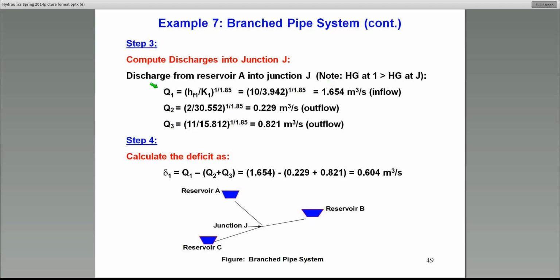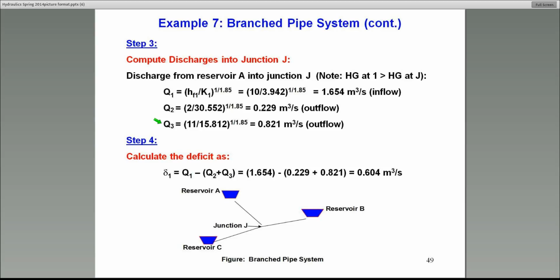For example, the flow in pipe 1 is the head loss of 10 meters divided by the K value for that pipe, and then invert it. This is using the KQ to the power of 1.85 equation. I solve for Q. In this case, it is 1.654 meter cube per second. Do the same thing for pipe number 2 and 3.